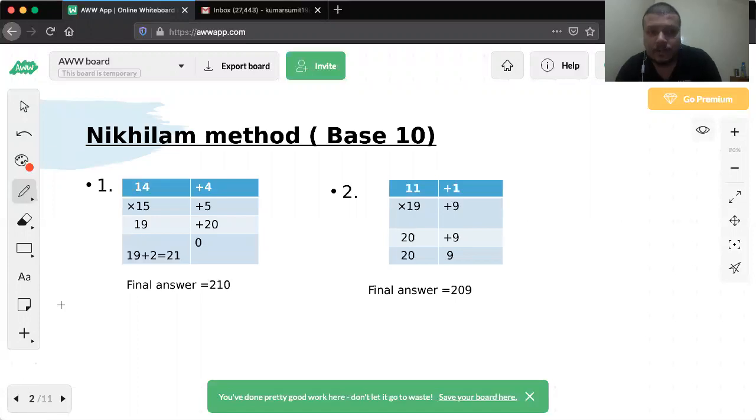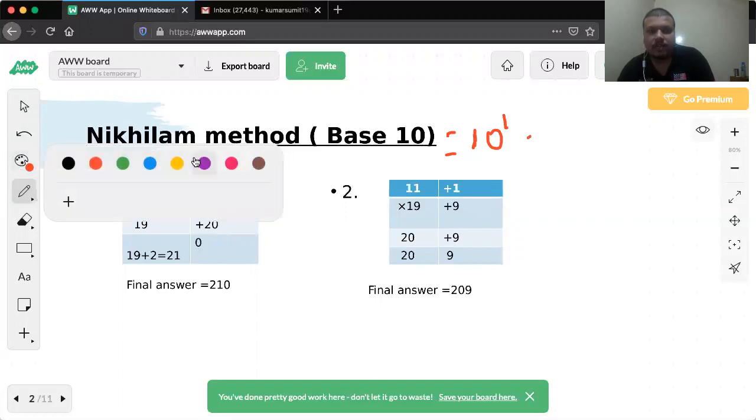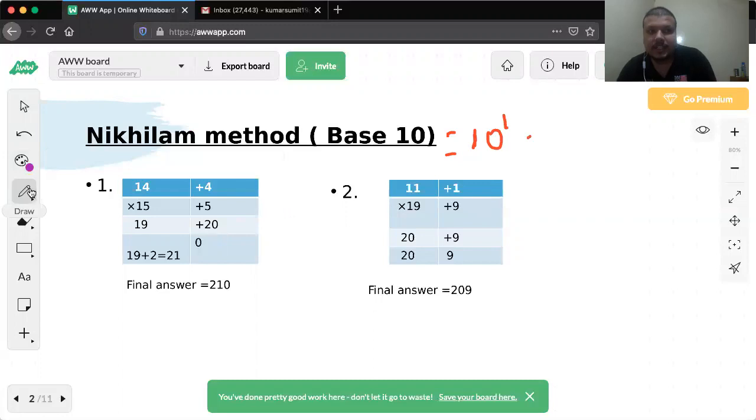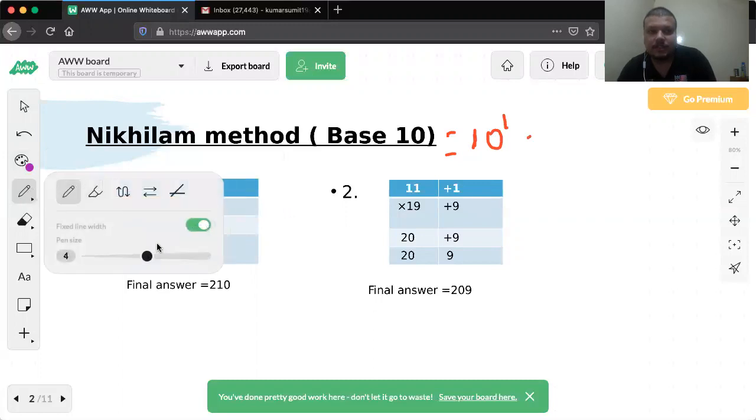So for example, you have to multiply two numbers, 14 and 15. Both of these numbers are close to the base of 10, that is, 10 to the power of 1. So here the Nikhilam is how much, guys? 1. Fine. So what does it mean? That we will compare every number with the base of 10. Now let's see how that works in practice.